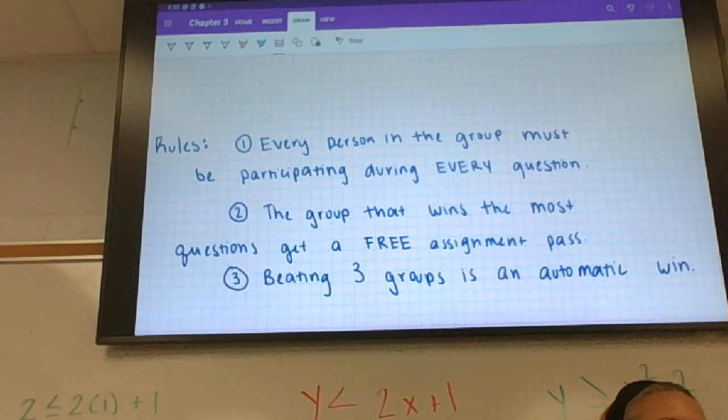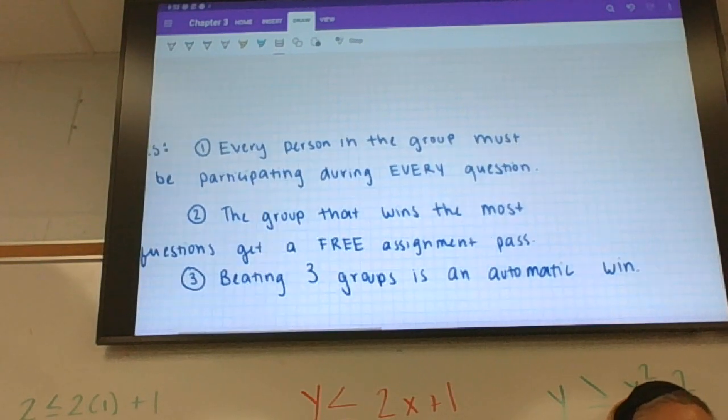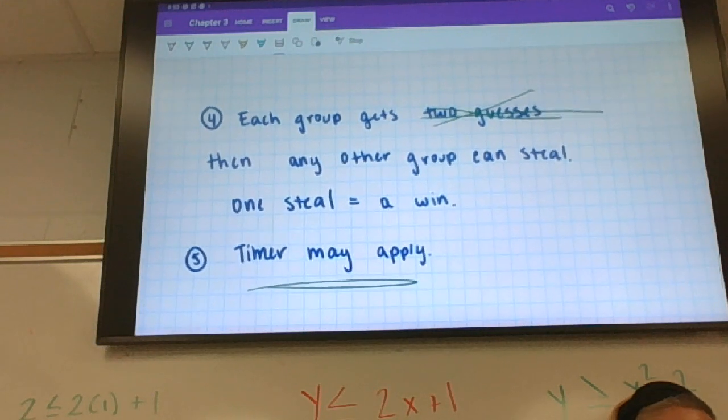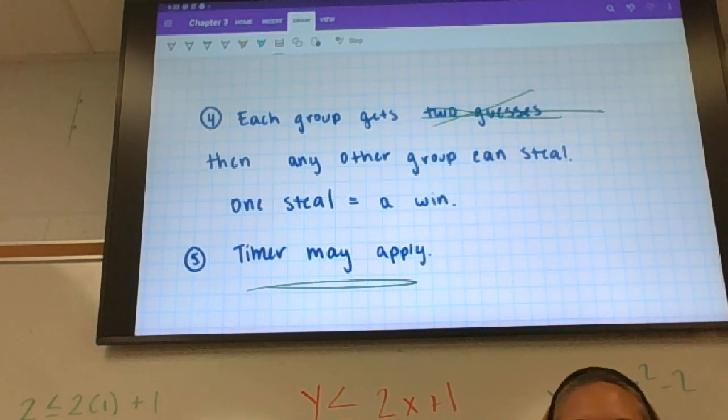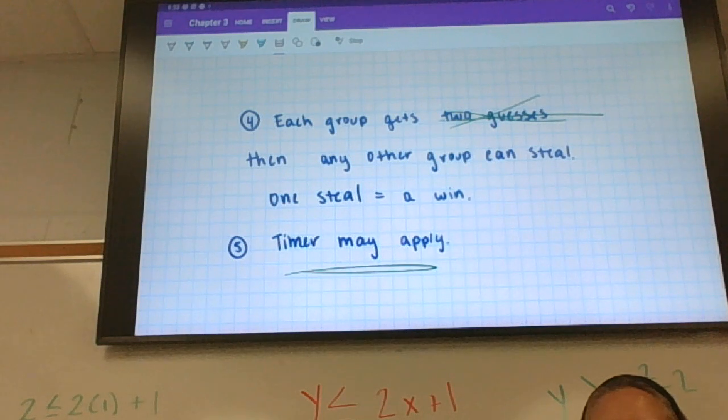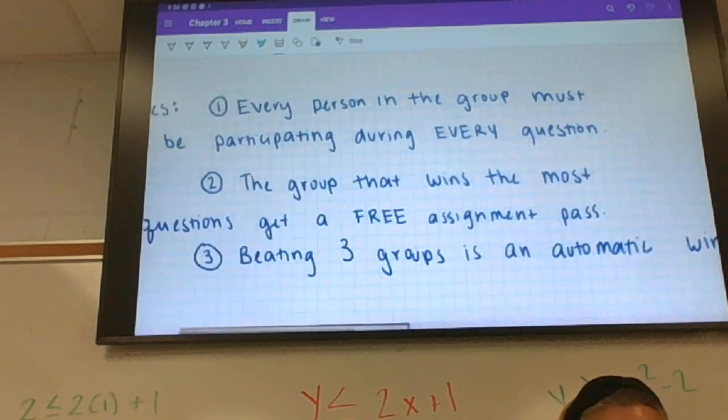Now, if 2 groups go and they can't figure it out, then another group can steal. If you steal, it's an automatic win. If the two groups get it wrong, another group raises their hand, they steal, that's an automatic win. So that's a free assignment pass. If you always do your assignments, you can use the free assignment pass for extra credit on the test. If nobody's getting it in those two groups and somebody's ready to steal, we might put a timer on, like, okay, you guys have 30 seconds, and then we're gonna let somebody else answer.